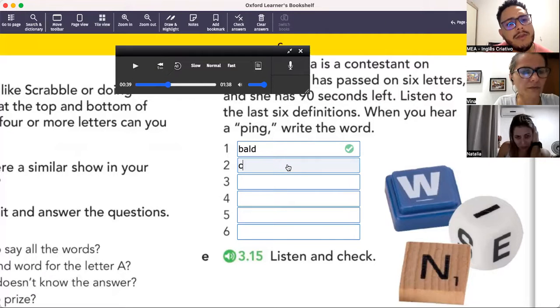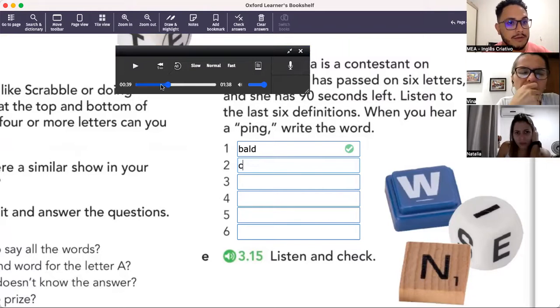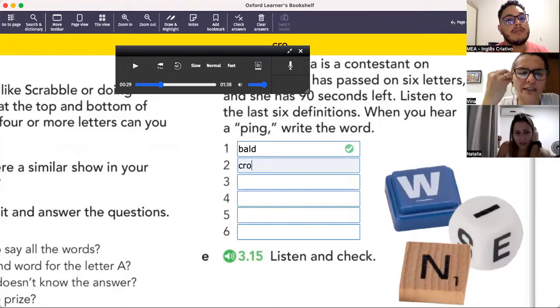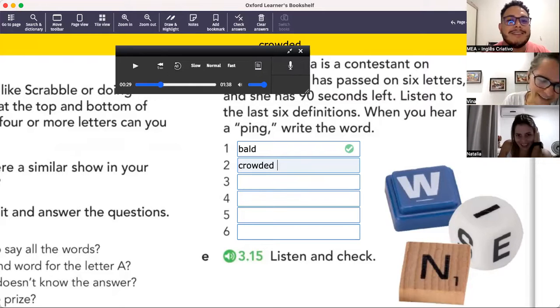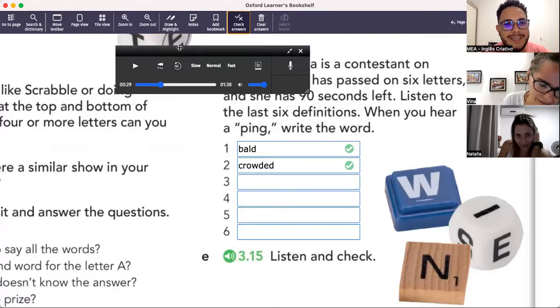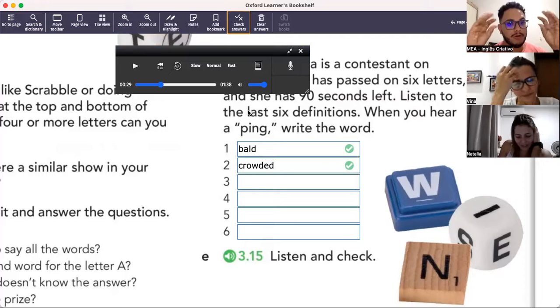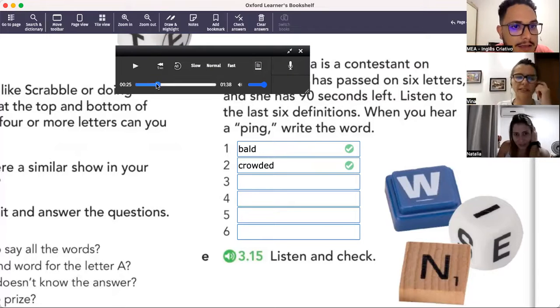Okay, guys, what do you think the word is that starts with C? Crowd. É crowd. Lotado. Crowded. Eita! Crowded. Very good, dear. Okay? So, crowded. Crowd. Crowded.